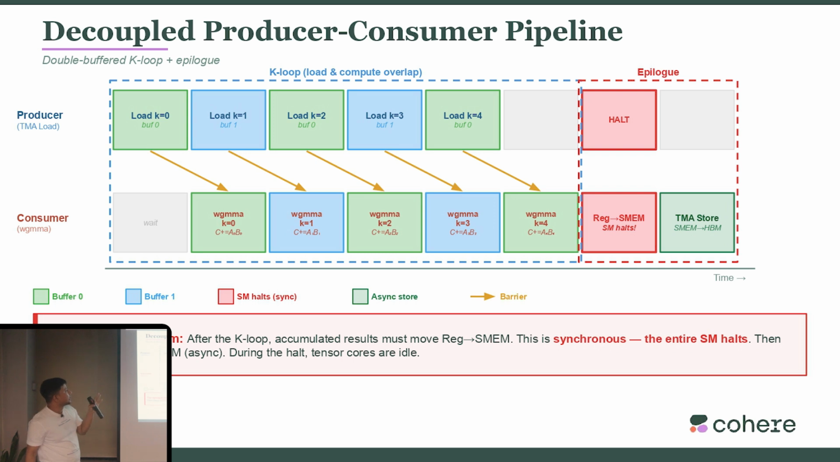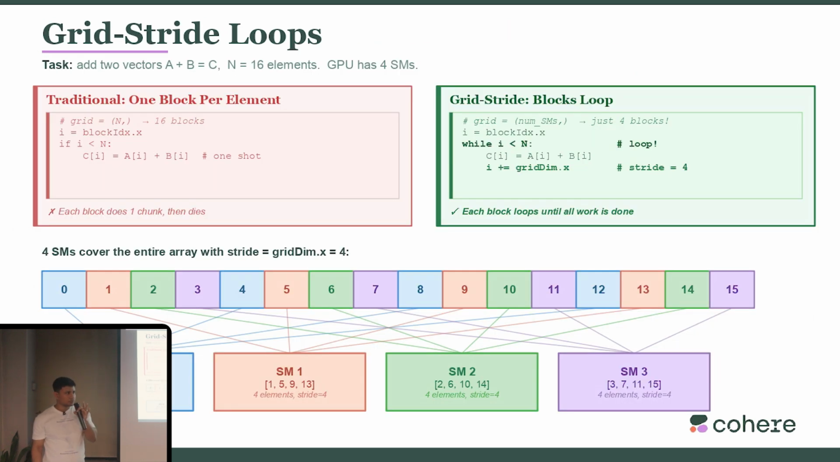Now moving back, we'll take a look at grid stride loops. Let's take an example in which you have 16 elements, and let's say the GPU has 4 SMs, and you want to schedule this work. There are two ways to schedule this work. One is that you launch a grid with 16 blocks and do one compute per block, and the hardware will manage it for you.